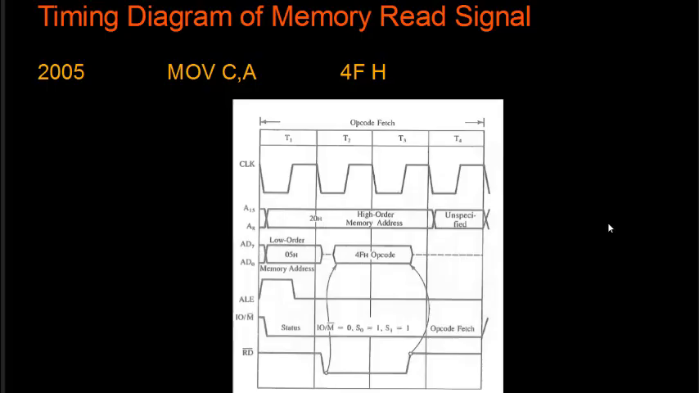Now here we see the timing diagram of a memory read cycle, and how the control signals are generated to read an instruction from the memory.